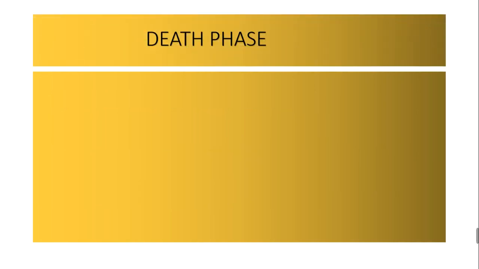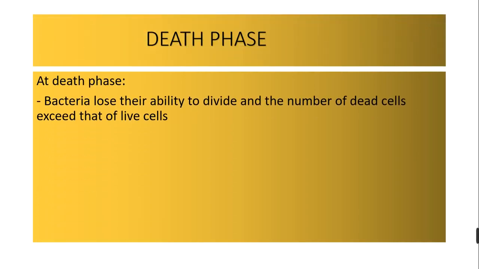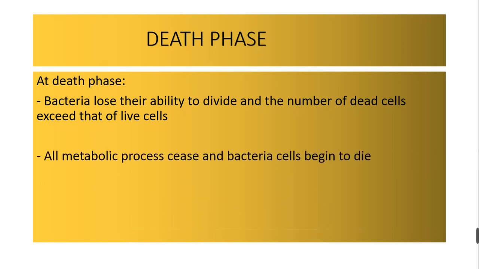And finally, we have the death phase. At this phase, the bacteria begin to lose their ability to divide because there are no nutrients present again. We have a large number of dead cells here. When there is no source of food or livelihood, like us humans, of course the organism is going to die. And there is a large accumulation of antibiotics or toxins, so they can no longer thrive at this point. All metabolic processes cease and the bacterial cells begin to die off. The bacterial growth experiences a sharp decline.